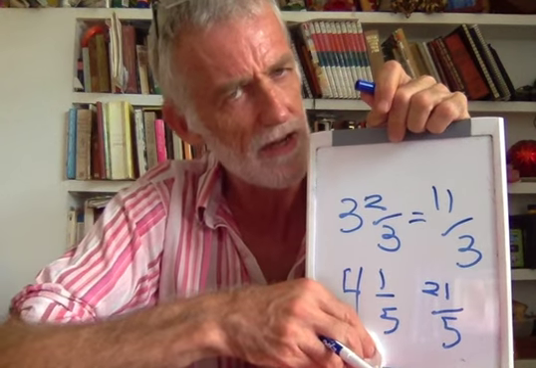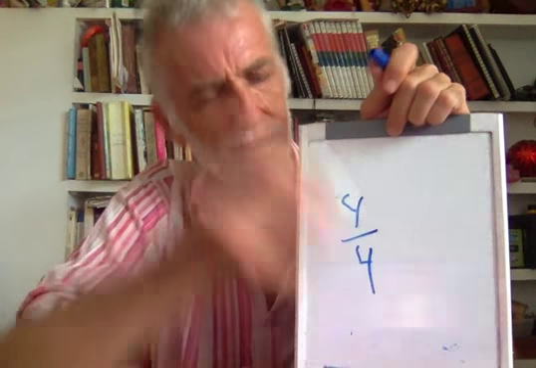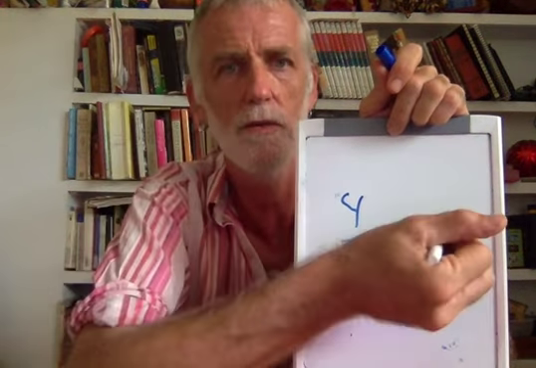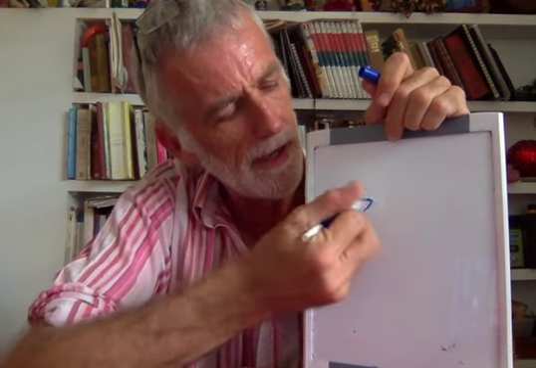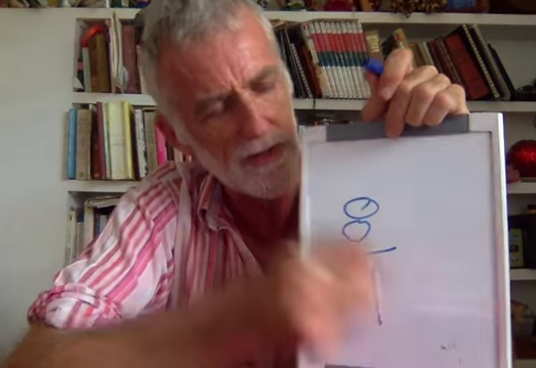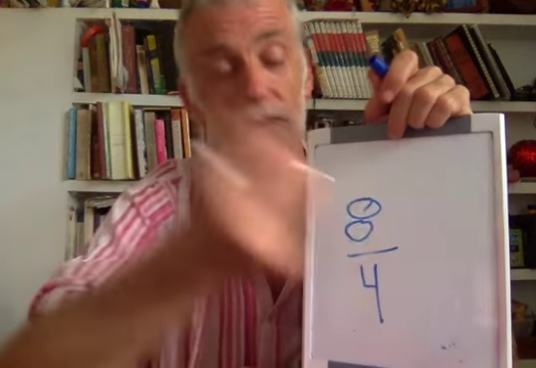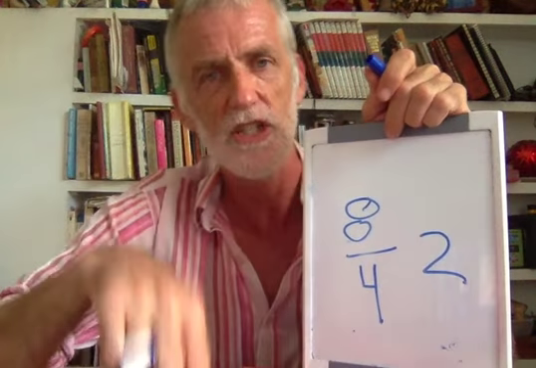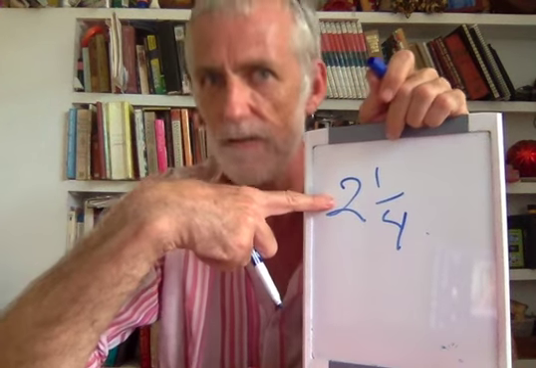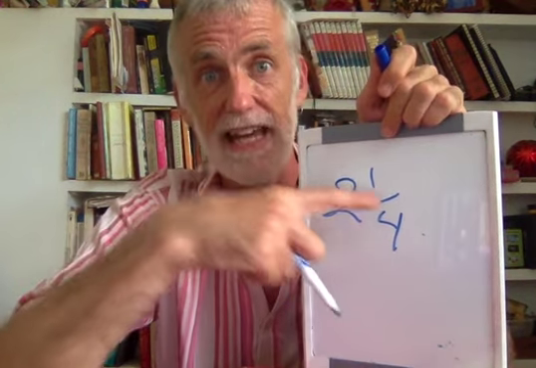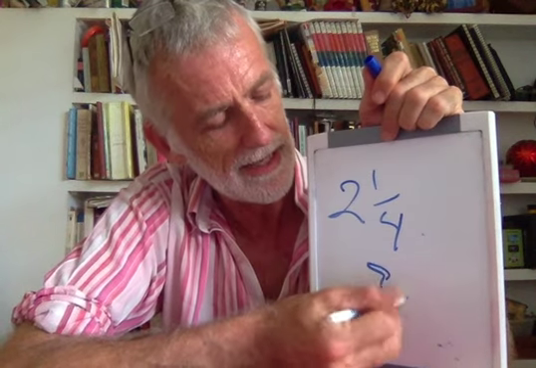I think this is kind of connected to this other thing of what is 4/4? 4 divided by 4 is 1, right? How about 8/4? 8 divided by 4 is 2. So if you've got 2 1/4, 2 is what? It's the same as 8/4. Add it to that. That would equal 9/4.